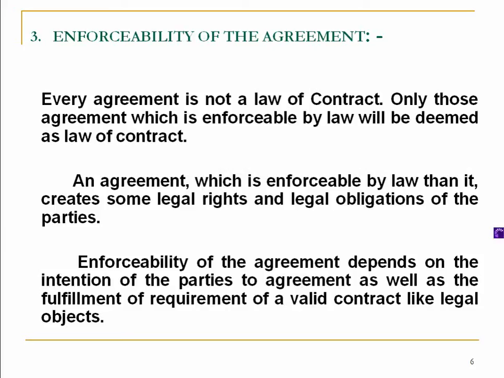So what is the measurement or parameter for enforceability? An agreement which is enforceable by law creates some legal relations and obligations between the parties. Always remember, this is also an essential element: creating a legal relationship. If two parties are making an agreement, it means they have an intention to create a legal binding. If they are doing legal binding, it means some obligations and rights will come on both parties. So due to that legal binding, enforceability will come in the picture, and then it will be a contract. Otherwise it will remain only as an agreement. It will never be a contract.